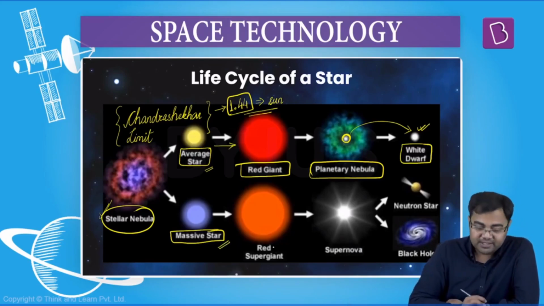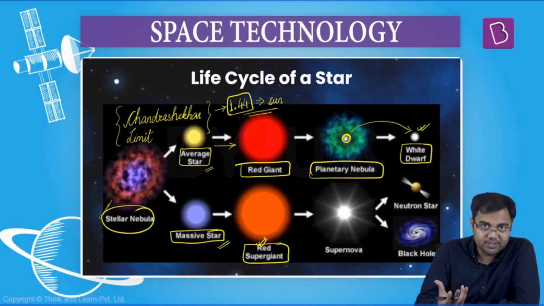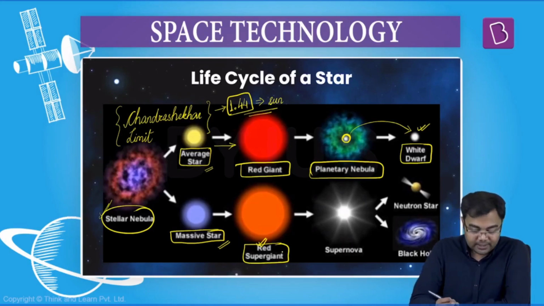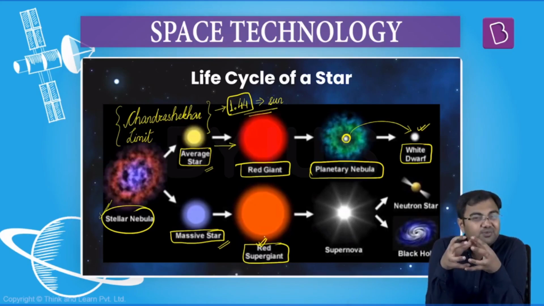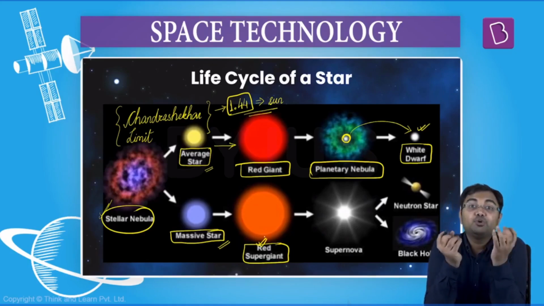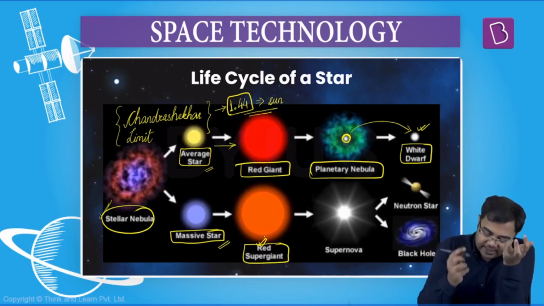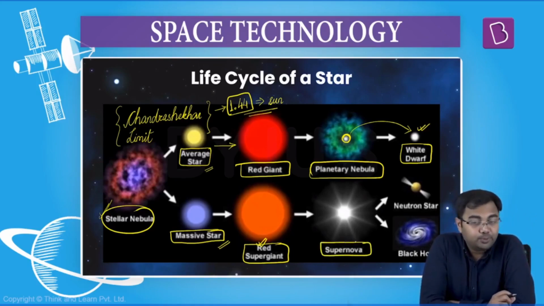Let's see. Massive star, when the massive star dies, it will convert into a red supergiant. Remember red because the surface temperature is very low, and supergiant because the size is very big, the biggest. Now, ultimately what happens is that the core of this red supergiant becomes very unstable. And because of this instability, ultimately the core collapses. And there is a huge explosion that happens at the core. This huge explosion at the core is called a supernova. This explosion is known as supernova.